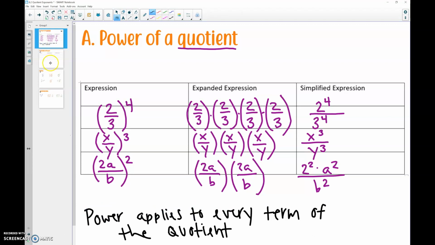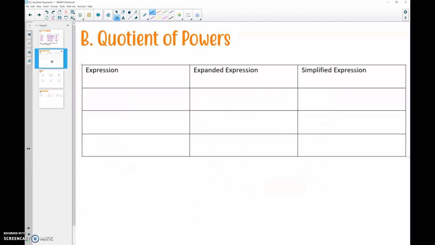All right, guys, we have one other rule, and that's going to be the quotient of powers. Notice how it kind of flip-flops the order. So take another minute, set up another chart, and then we'll get started. This one's going to be a little different because our expression is actually going to have the same bases in the numerator and the denominator, but with different exponents. So our first example we'll have x to the 4th over x squared.